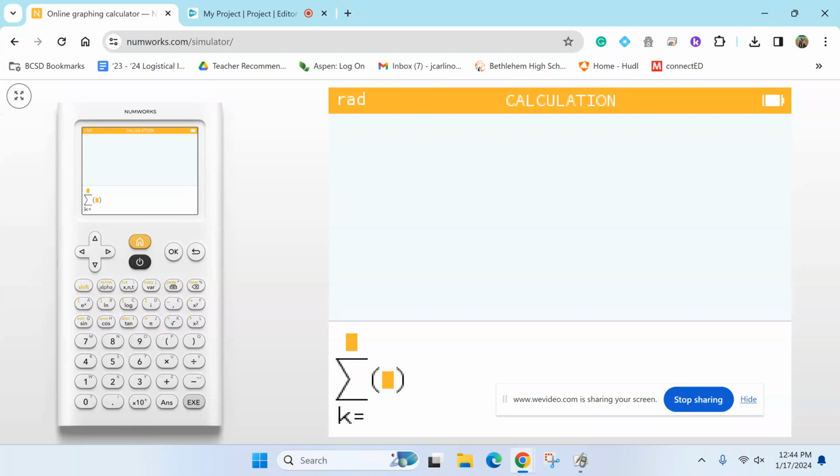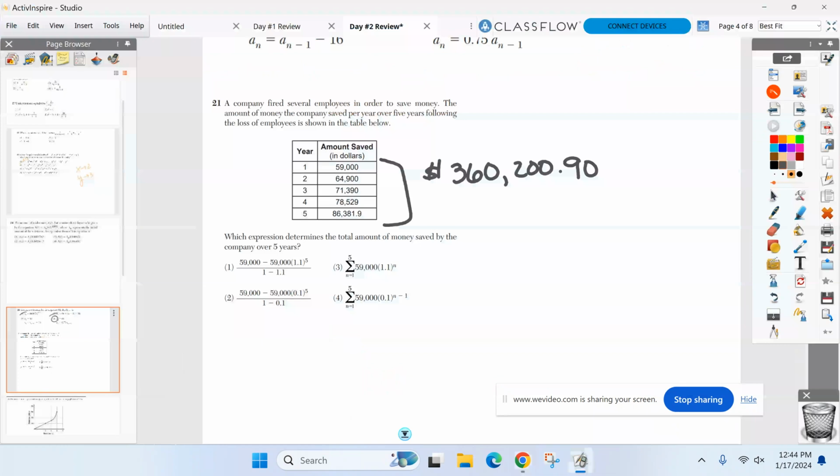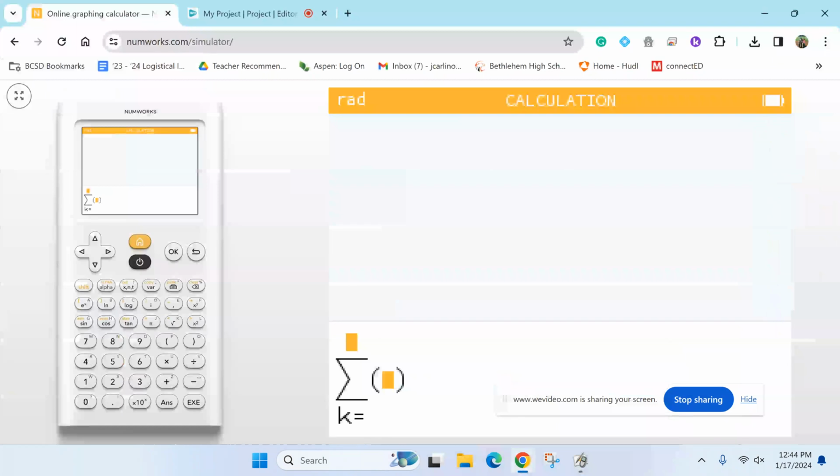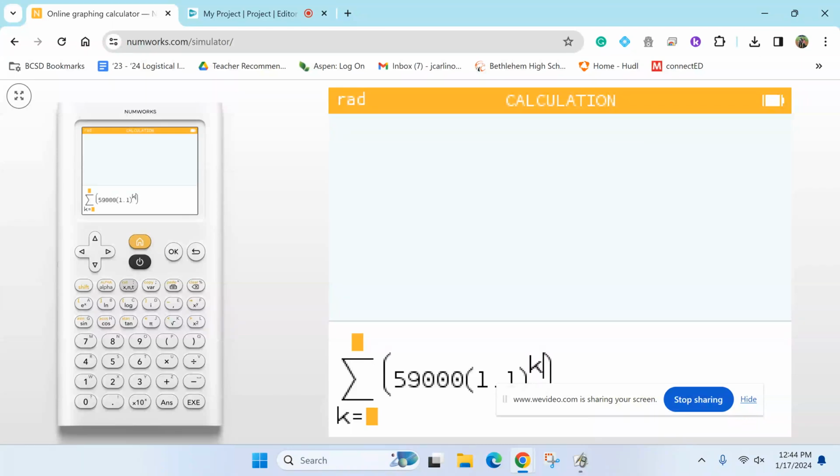Do I put the 59,000 in the parenthesis, or do I put the 0.? You put it all, right? Yep. Good call, guys. I put all of it in the given parenthesis. So if I type that in, that parenthesis right now has to be 59,000. Then 1.1 in my own parenthesis, and raise that to the X, or the K in this case. Everything goes in the given set of parentheses. And then what goes on the bounds? 1 and 5, right? So 1 down below, 5 up above.